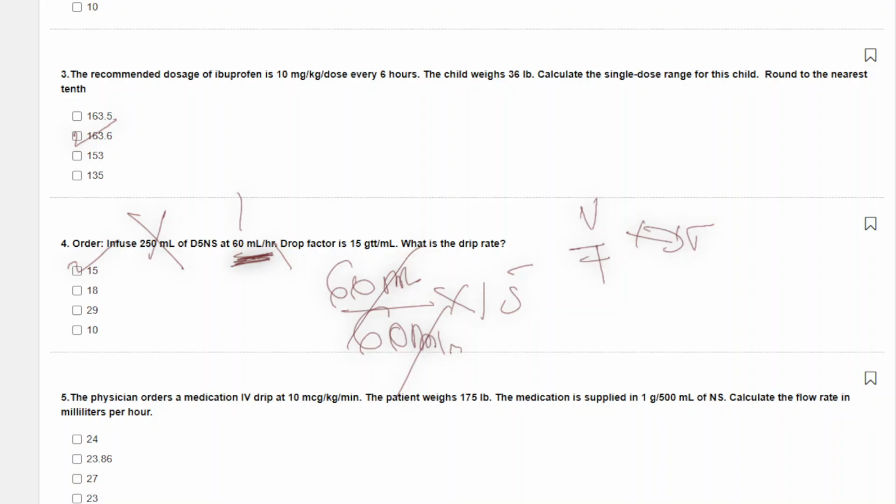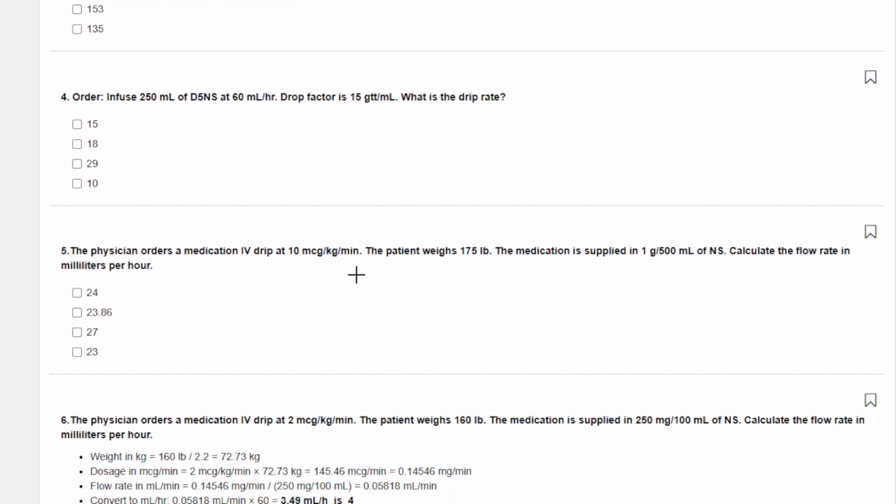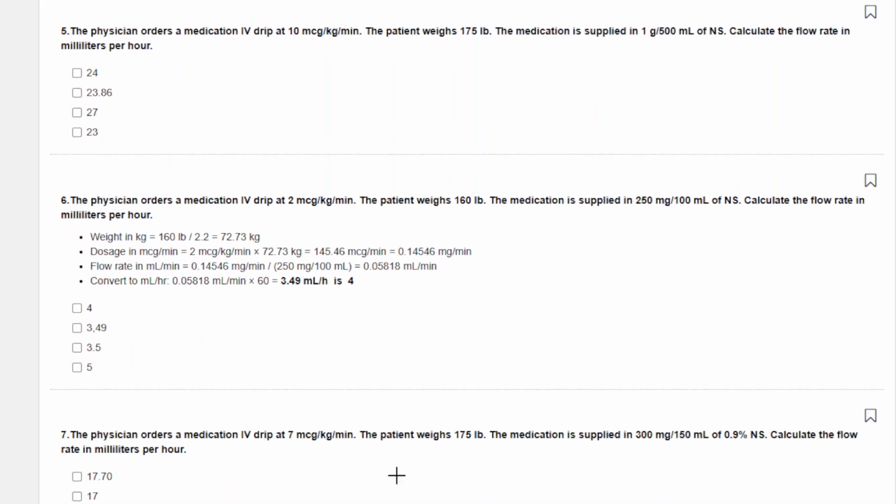All right. So let's go ahead and erase this right here. Then go to number 5. Number 5 and 6. On number 5, which one do you have? We just did this a few minutes ago. Same concept. How do you solve milliliter per hour from a microgram per kilogram per minute?